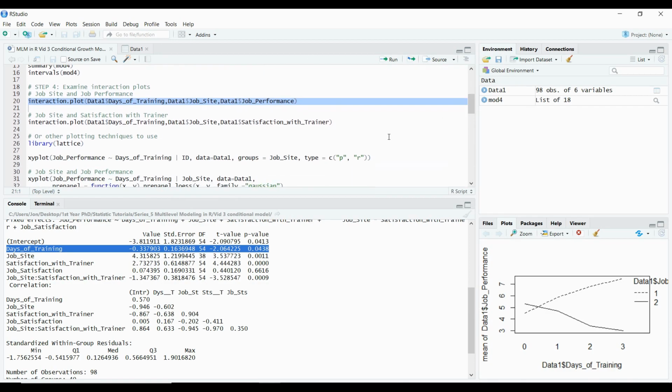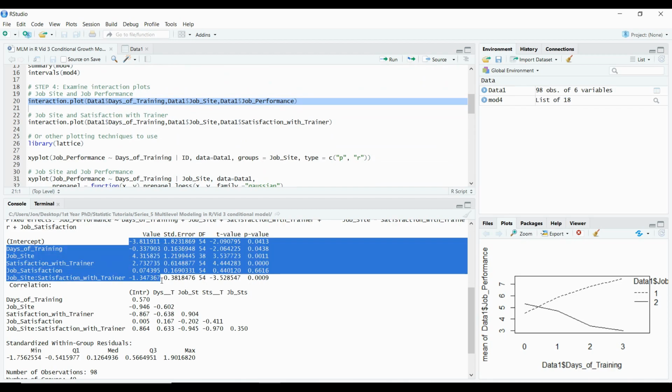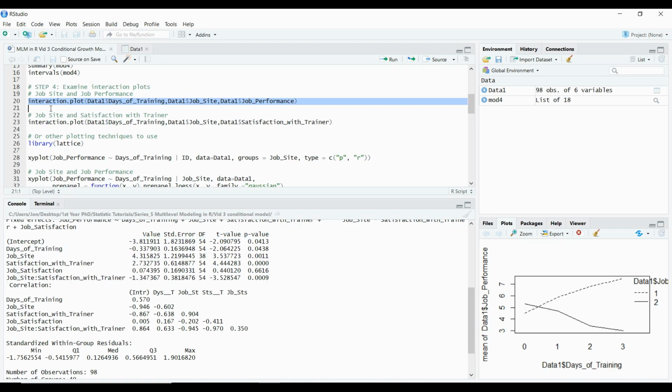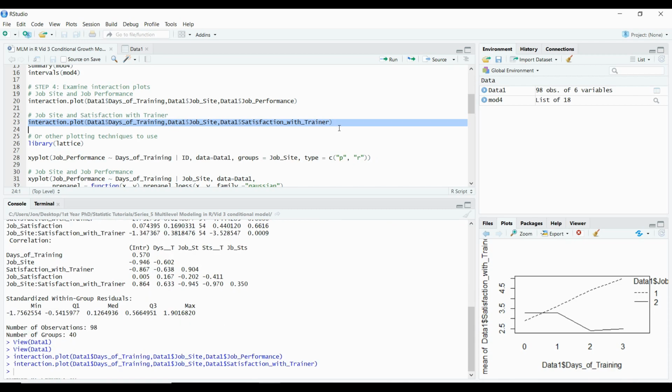So it's important, though, when you're trying to look at all these values, to take the time to look at the plots to really see that you're interpreting the numbers the same way the plots are depicting them. We could see with that first interaction plot that this negative value was attached to job site number 1. But we can run another interaction plot here, this time looking at satisfaction with trainer based on job site to see how much that would differ.